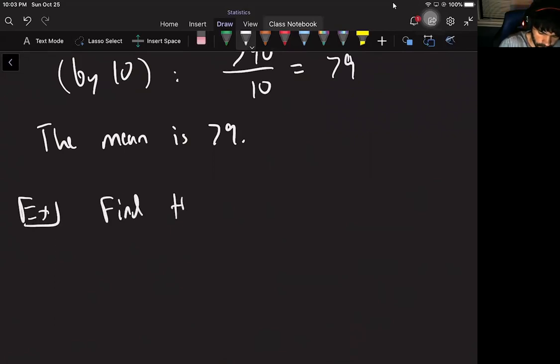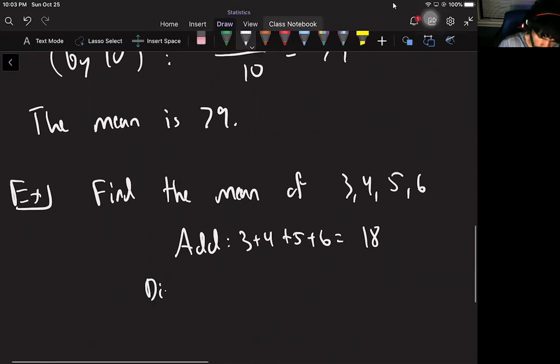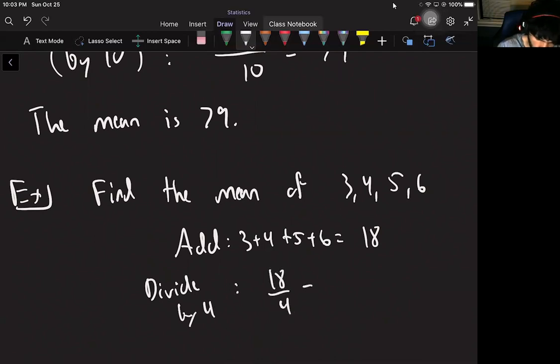So find the mean of this: 3, 4, 5, 6. We're going to add 3 plus 4 plus 5 plus 6. And that time I don't need a calculator. I just need to cheat and use my notes that I previously did. That should be 18, right? Yes. And now I'm going to divide by 4 because there's only 4 numbers. 18 over 4, that's too hard. You need a calculator, 4.5.